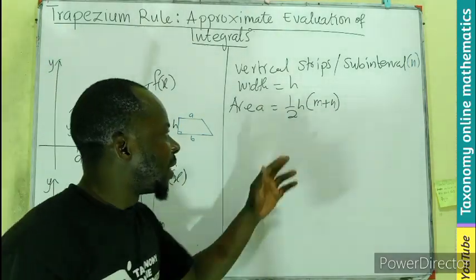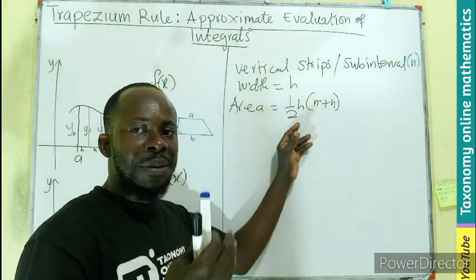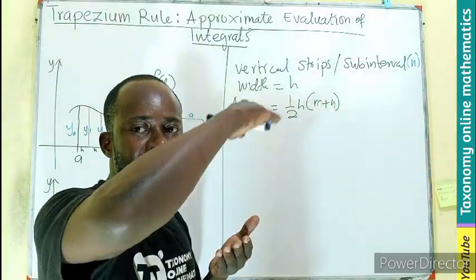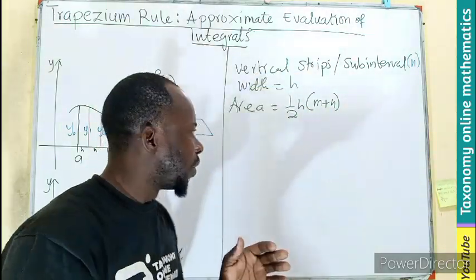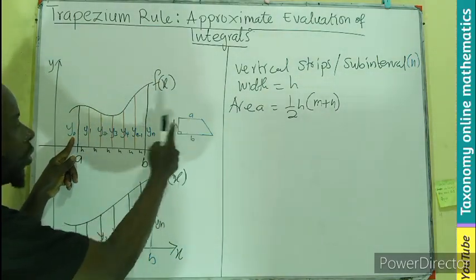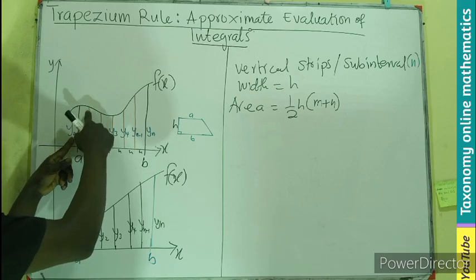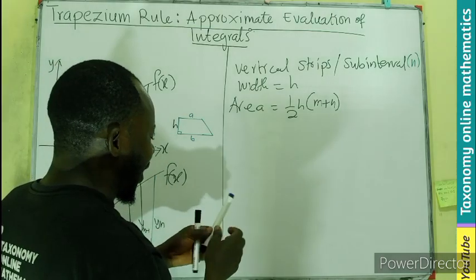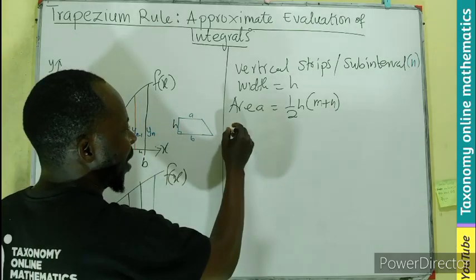So, half times the height times the sum of the parallel sides. The top, the down. We add them. So you can see that if I pick this, it's going to be in this form. So this is going to be the top, the down, the height. So I'll be adding all of them. Let's take it one by one.